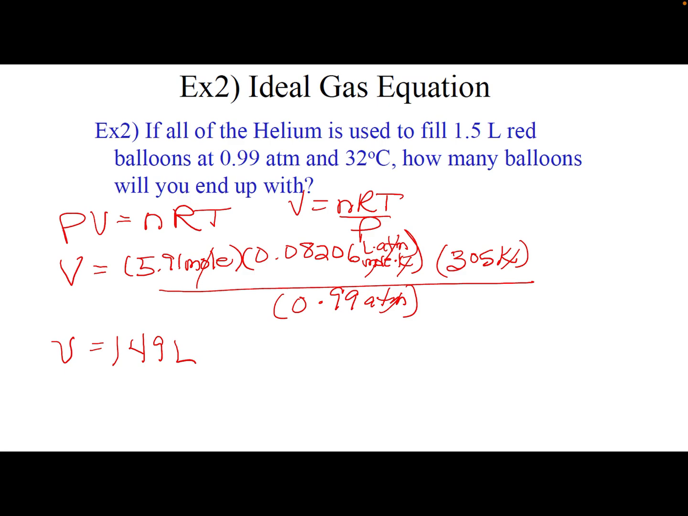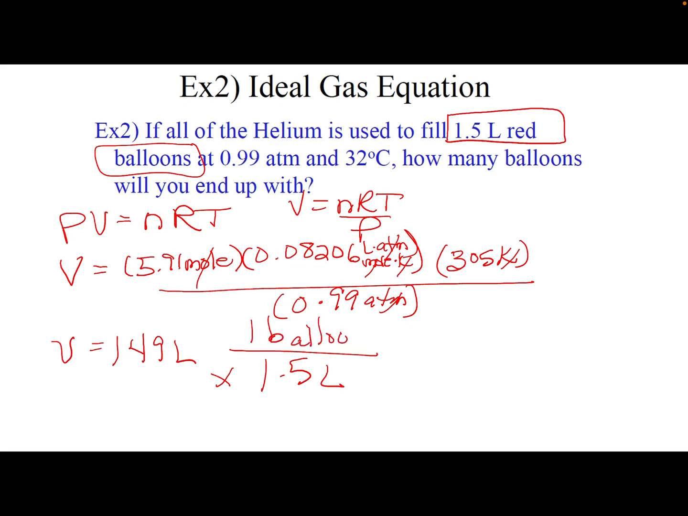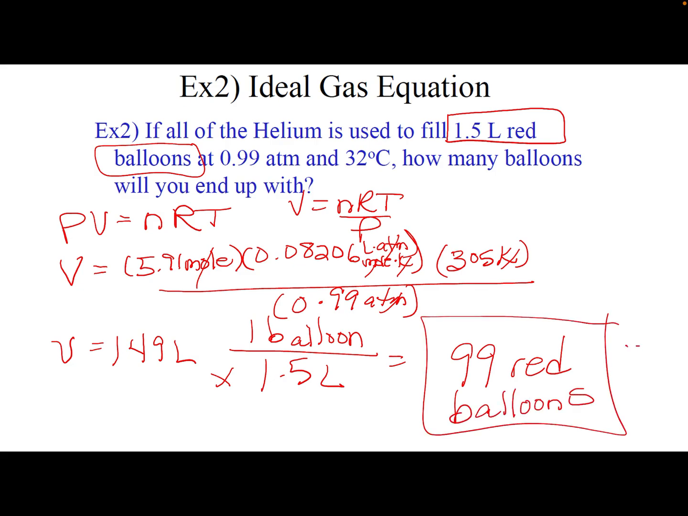So I have a total volume of 149 liters. Each balloon has a volume of 1.5 liters, and we want to find out how many balloons we can end up with. So I can take my 149 liters, and there are 1.5 liters per one balloon. And you should find out that you will get 99 red balloons. Oh, I think there's a song out there related to that. Okay, so 99 red balloons.